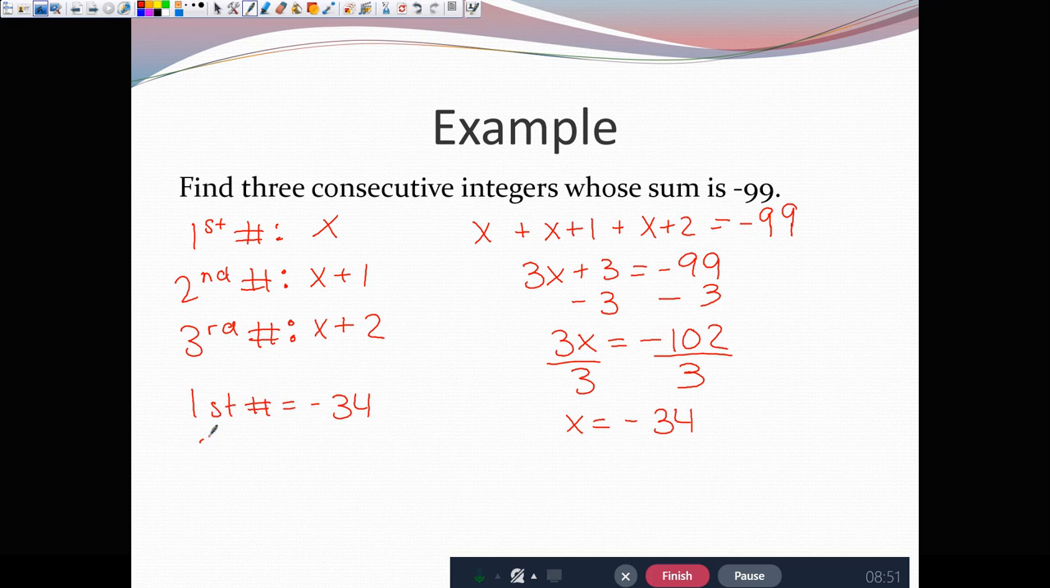So my first number is going to be negative 34. What is my second number going to be? Negative 33, because I'm adding 1. And then my third number, negative 32, because I'm adding 2 to negative 34. Okay, let's check to make sure this makes sense. Are these 3 consecutive integers? Yes. Do they add up to negative 99? Yes.